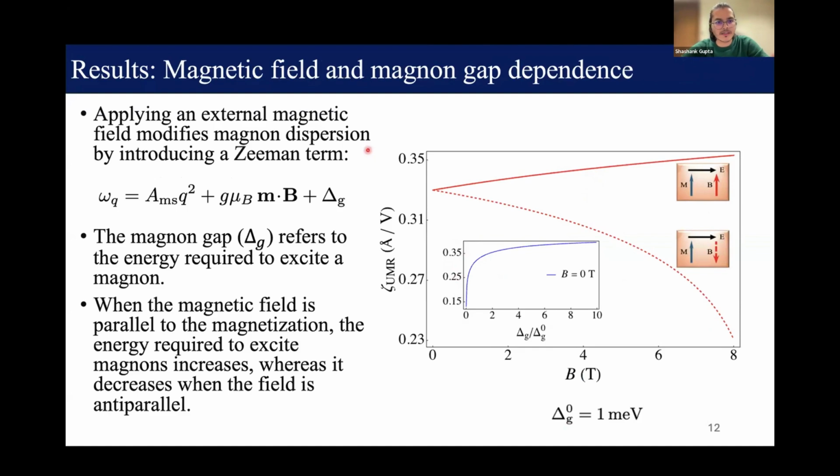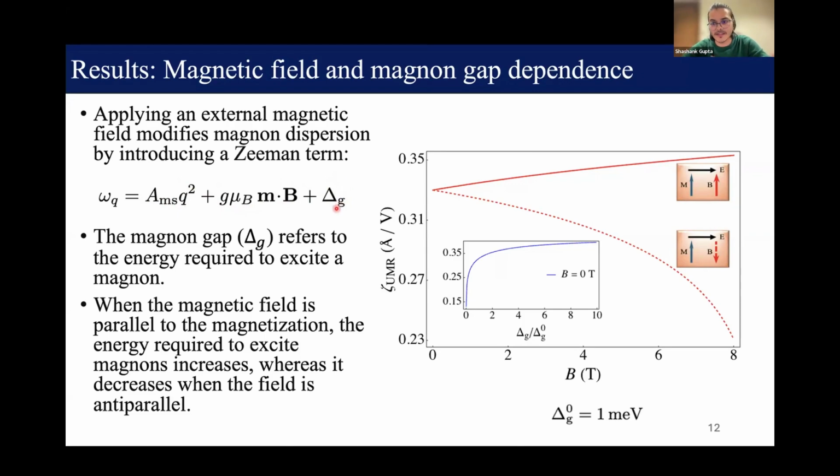Then we study the magnetic field effect. When we apply an external magnetic field, the magnon dispersion changes because a Zeeman term appears. Without a magnetic field, we just have this term and the gap term, and with a magnetic field, we have this extra term. A_MS is the magnon stiffness, Q is the magnon momentum space, this is the Zeeman term, and this is the magnon gap. The magnon gap refers to the minimum energy required to excite a magnon.